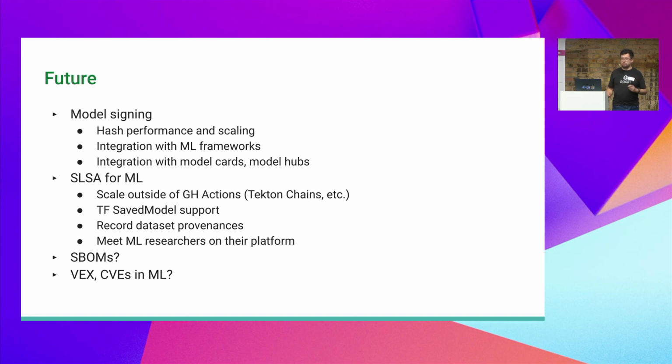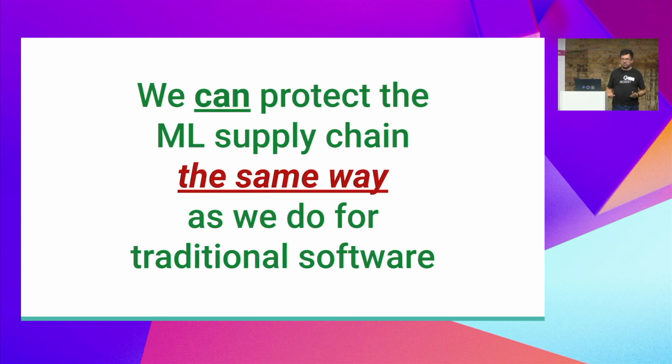And I also put 2 more items with question marks. Maybe we also want SBOMs for ML. Maybe we want vulnerability information for ML, and so on. That is something to be discussed in the future. What we can say right now, from the entirety of this talk, if you remember this slide, that is perfect, is that we can protect the ML supply chain using exactly the same tools as traditional software. We don't need something different. We don't need a separate SLSA track. We don't need a separate way to sign models. It's just a different way to record the hash of an entire directory, or a different way to record dataset dependencies, but everything could still be incorporated in SLSA.